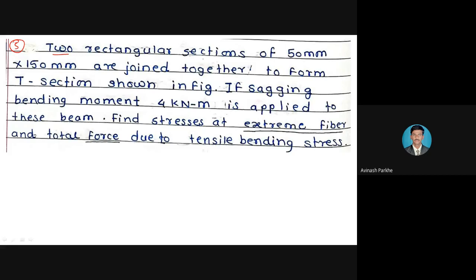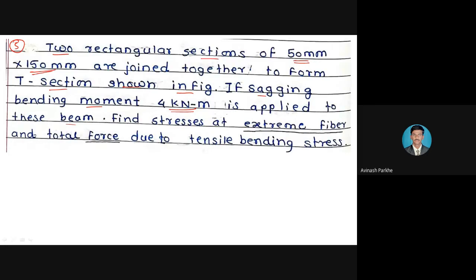Here, two rectangular sections of 50 mm by 150 mm are joined together. Both the rectangular sections have the same dimensions, that is 50 mm by 150 mm, and are joined together to form the T section shown in the figure. If the sagging bending moment is 4 kilonewton meter, meaning the value of the bending moment applied to this beam is 4 kilonewton meter, find stresses at extreme fiber.